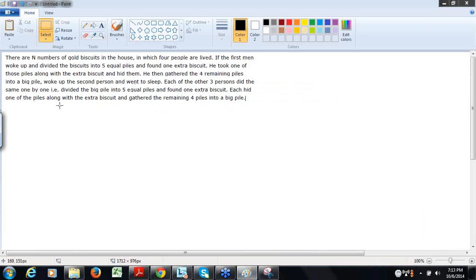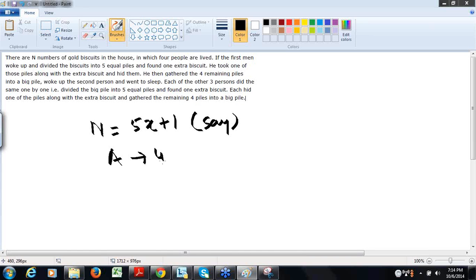Now n is equal to 5x plus 1. According to the first condition, 5 equal piles and 1 extra biscuit. So suppose n is equal to 5x plus 1. Okay. Now A took x plus 1.